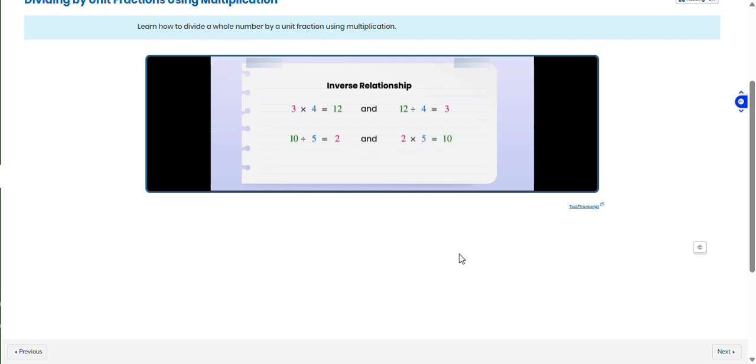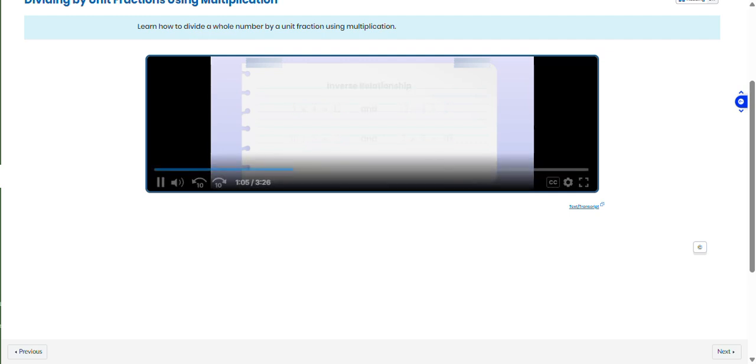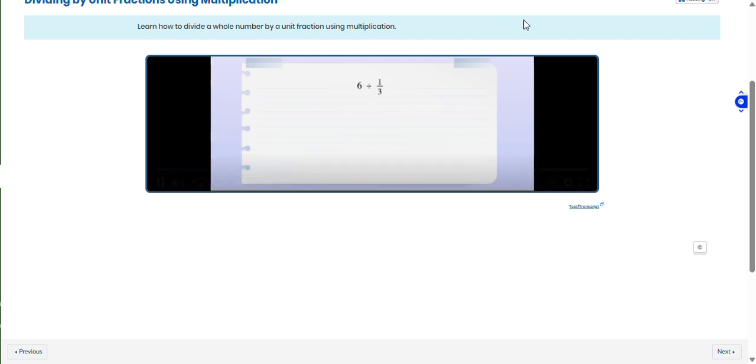We can use the inverse relationship between multiplication and division to solve our division problem about the entertainment acts. We need to find 6 divided by 1/3. We reason that 6 divided by 1/3 equals some number. So that number times 1/3 equals 6. Now think about what that unknown number must be. Focus on the multiplication problem.